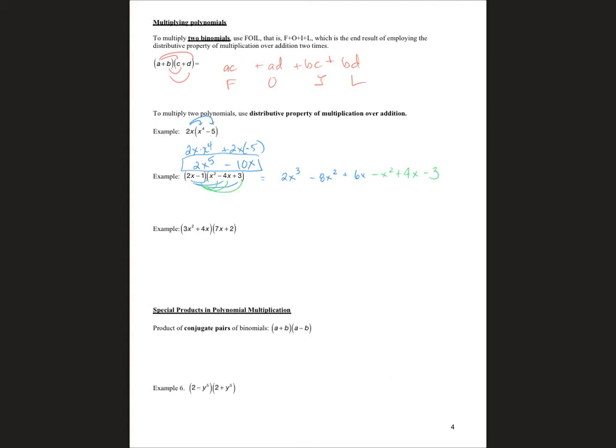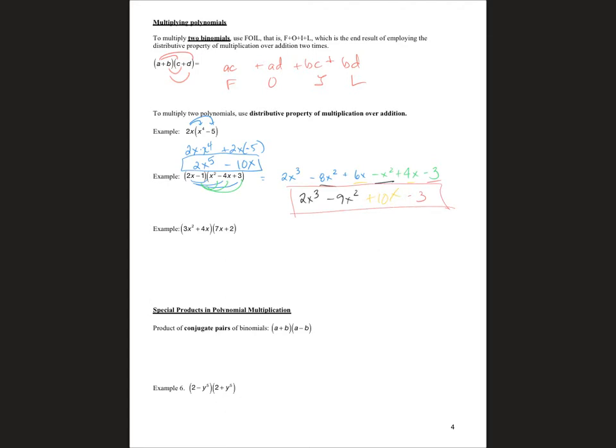Now I need to combine like terms. So I have no other x cubed terms, so that's 2x cubed, but I do have x squared terms, so minus 9x squared. And then I have x terms, plus 10x, and then bring down the minus 3. And I'm done.